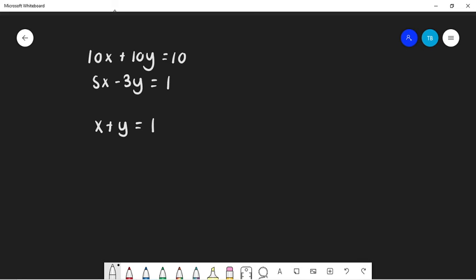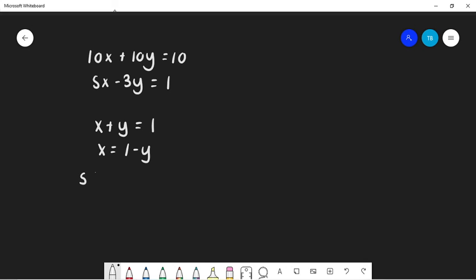And now we have an equation that we can easily manipulate in order to isolate for either x or y. I'm feeling funky now. I'm going to isolate for x. So I just subtract y on both sides, and then I get x equals 1 minus y. Then I'll go back, I'll take the second equation, 5x minus 3y equals 1, and then I will rewrite it and substitute 1 minus y wherever I see x. So let's do that down here.